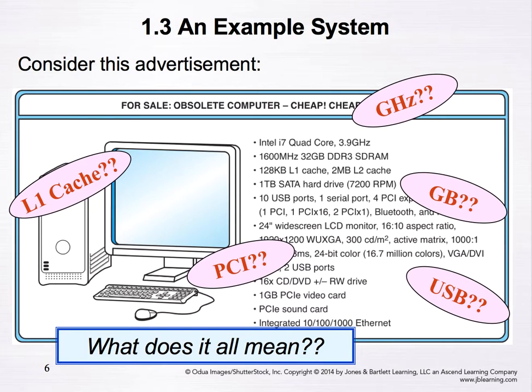So in this video, we will discuss an example of the system. Consider this advertisement. We can see here's a computer with several parameters and specifications of the system: Intel i7 quad core, 3.9 gigahertz, and so on. There are many terms in this advertisement: gigahertz, gigabyte, USB, PCI, L1 cache, and so on.